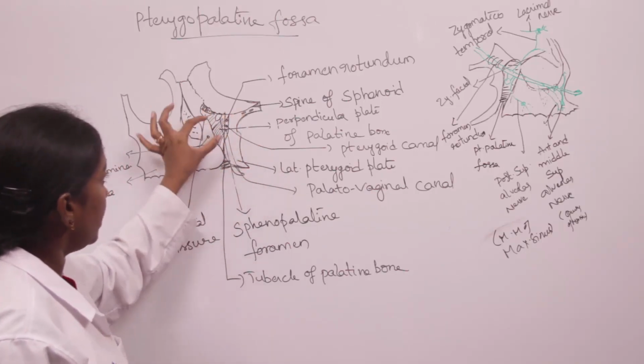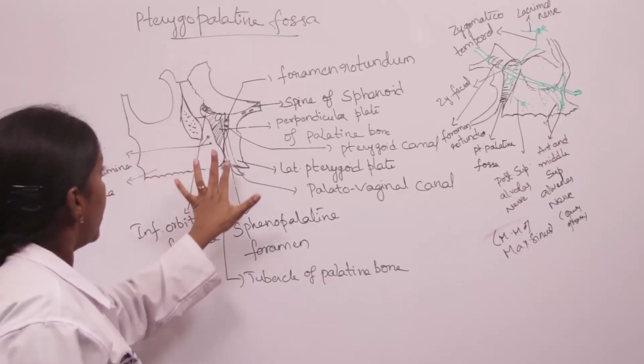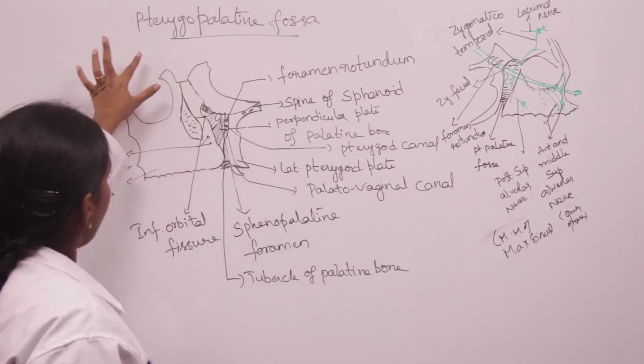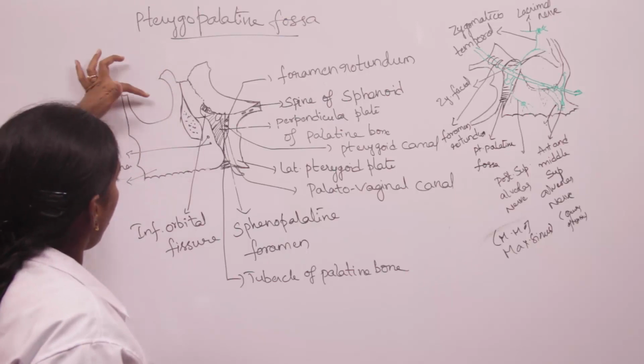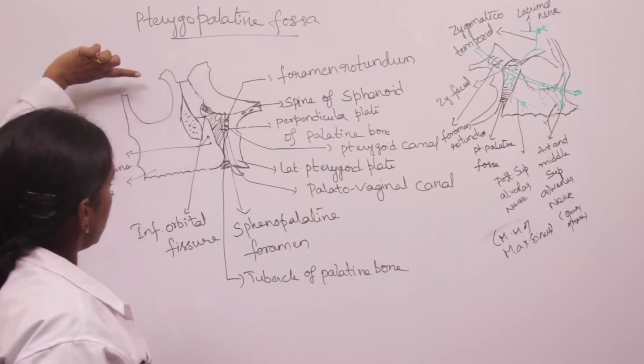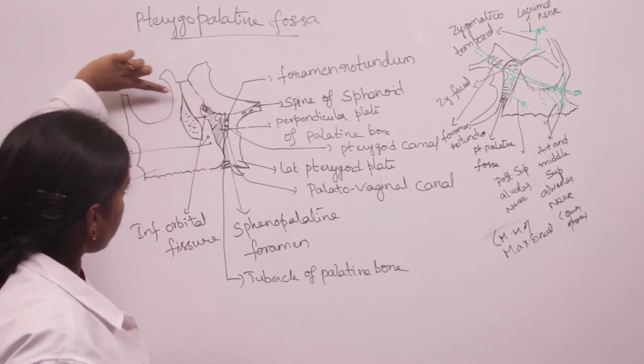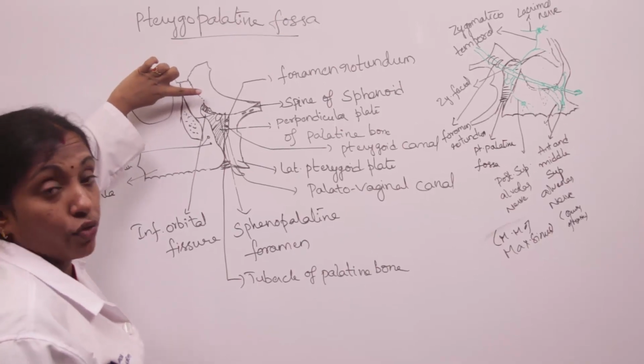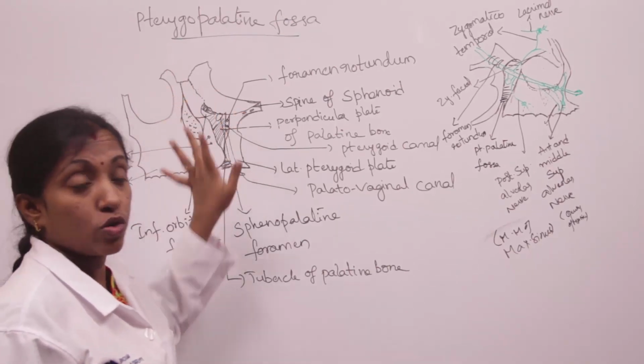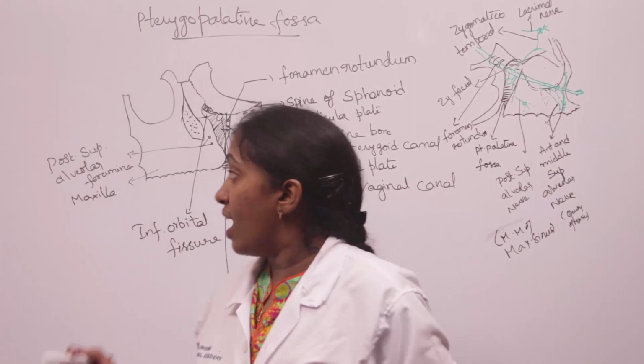So this is the pterygopalatine fossa here. It is situated below the apex of the orbit. This is the orbit, and the apex of the orbit is like this, right? The apex of the orbit is directed backwards and somewhat downwards. So it is a pyramidal shaped fossa situated below the apex of the orbit.